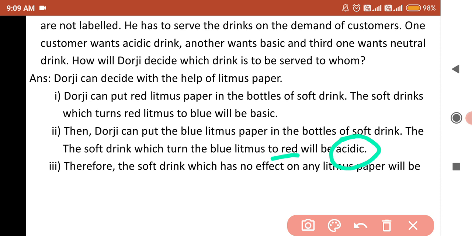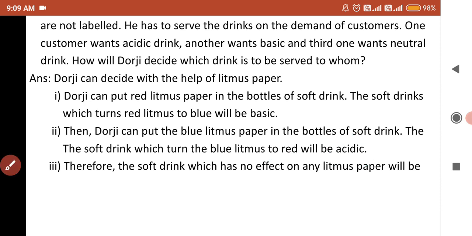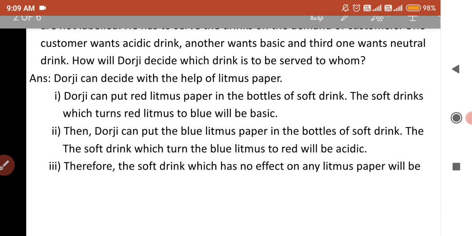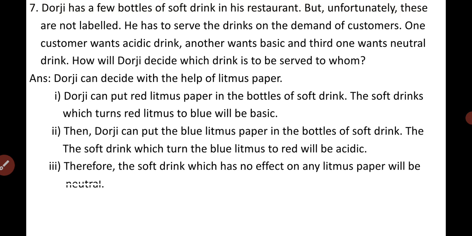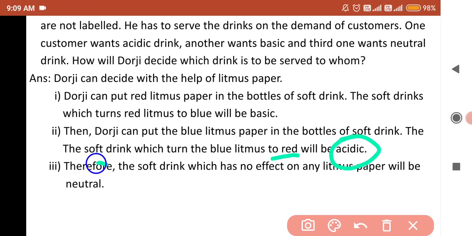Clear? And lastly, the soft drink which has no effect on any of the litmus paper, what will be the nature of that soft drink? It will be neutral in nature. Clear?